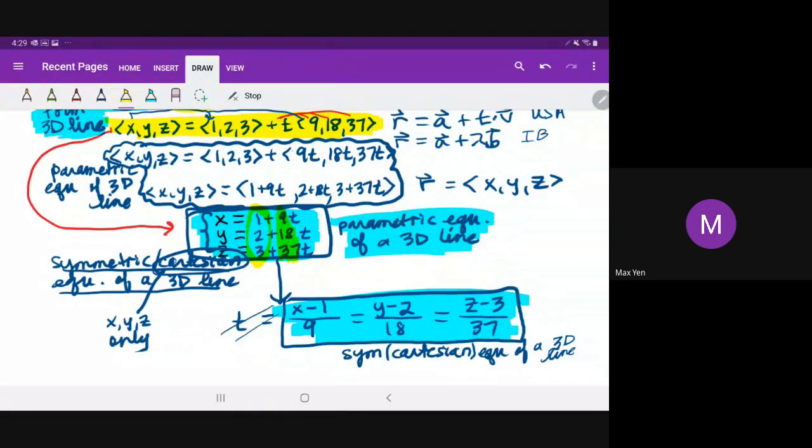Yes, the denominators. So the denominators will be the slope vector. If you want something parallel to a symmetric equation of a 3D line, and you want a new line that's supposed to be parallel, then I would suck out the slope vector, and that's what I would write. And then notice where the initial point is.